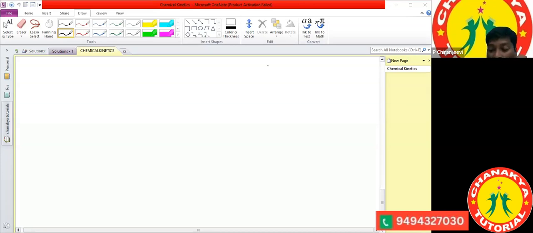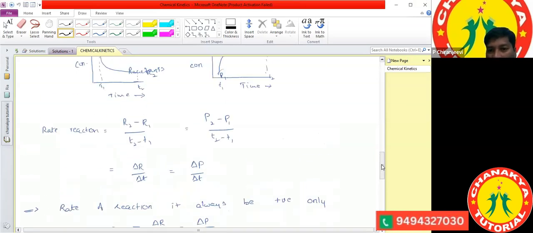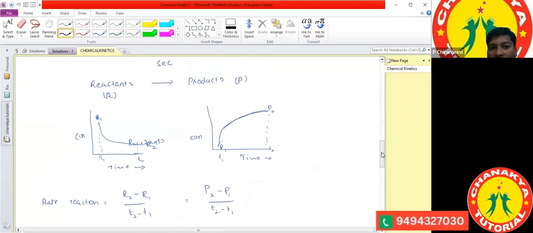Graphically also we represented it. So what is the graphical representation? Let us see with the reactants. The concentration of the reactants decreases along with time, and that is represented with the graph. And if you see the products, the concentration of the products increases along with time. That is also what we consider as the rate of reaction.